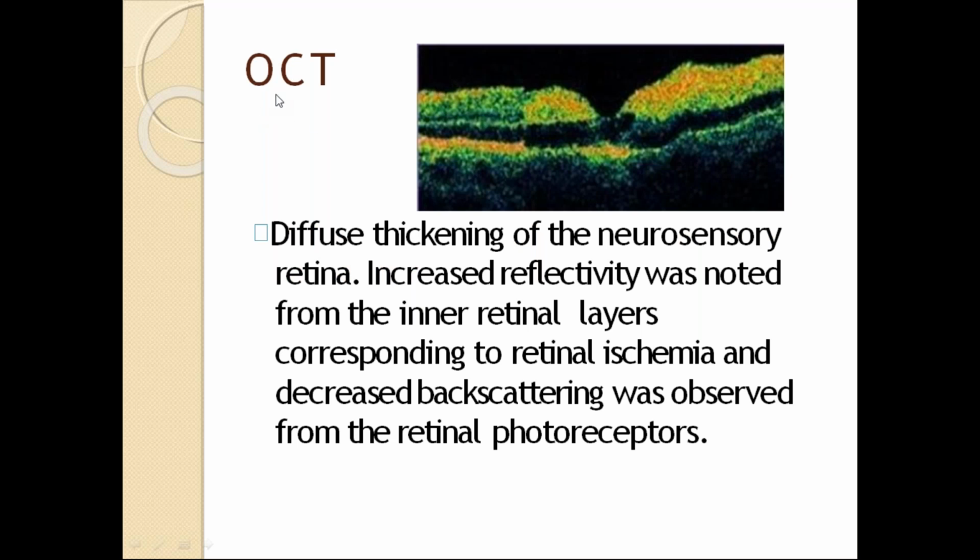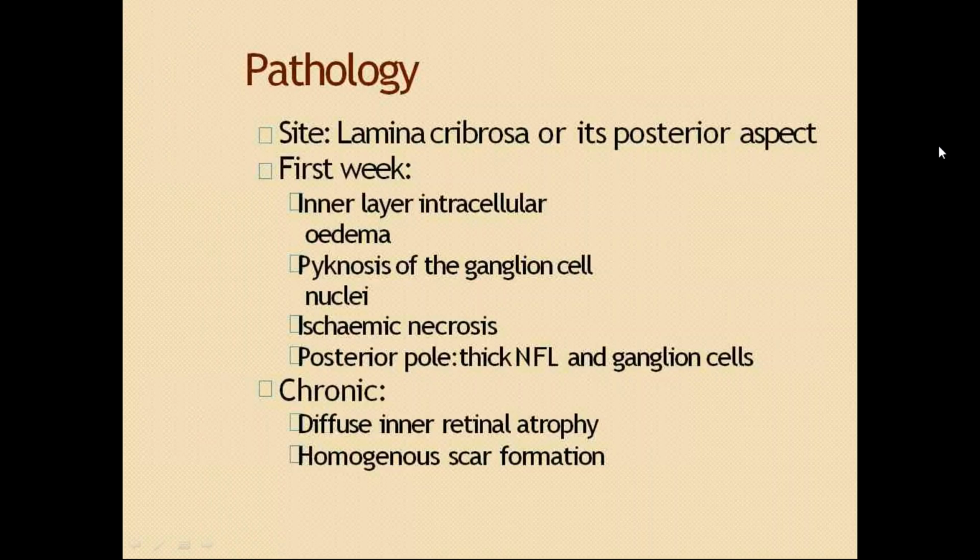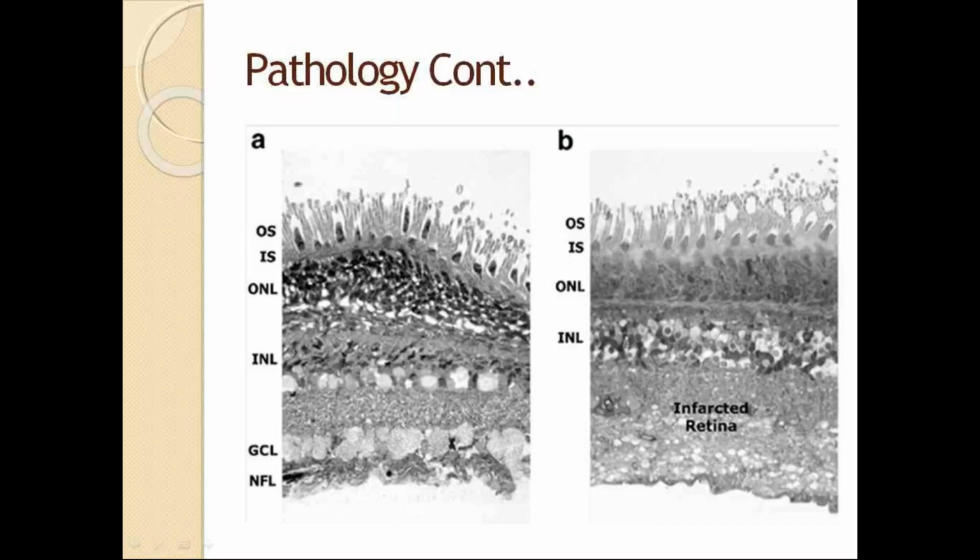Now coming to OCT, you can see this is all edema. This blackish area what you are seeing here is all edema. There will be edema like this. So what is the basic pathology? Where will the site of lesion be? Lamina cribrosa or its posterior aspect. If it is lamina cribrosa, these two sites it will involve. Okay, so what happens in this?